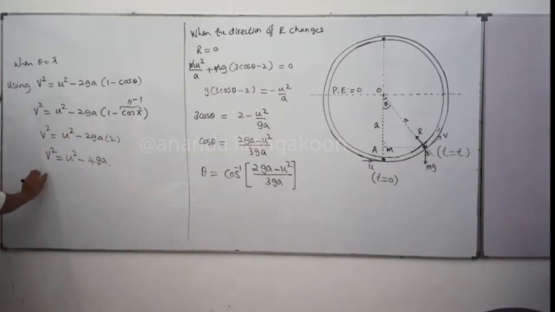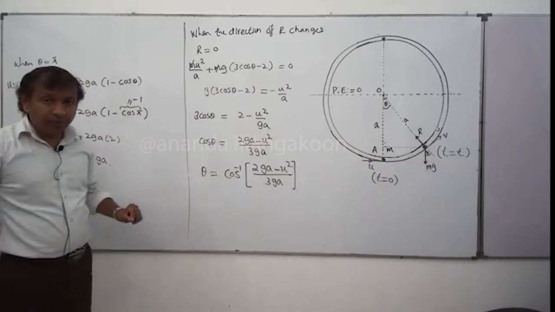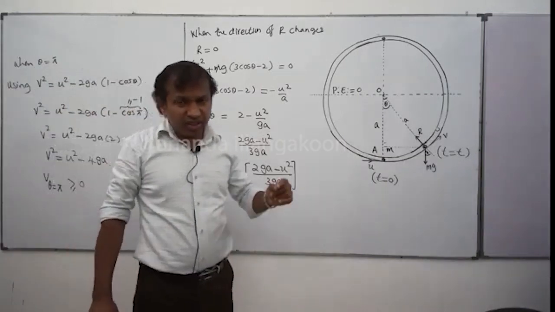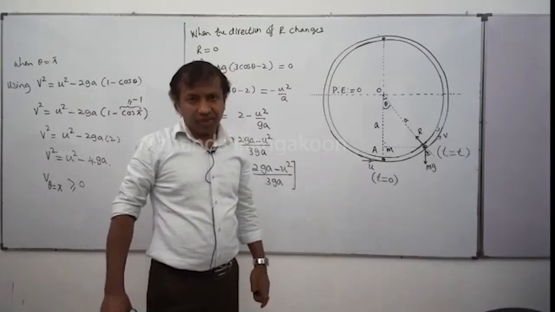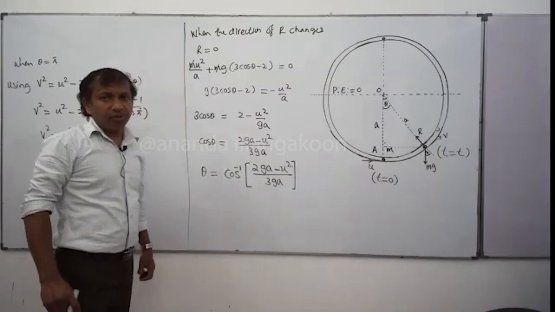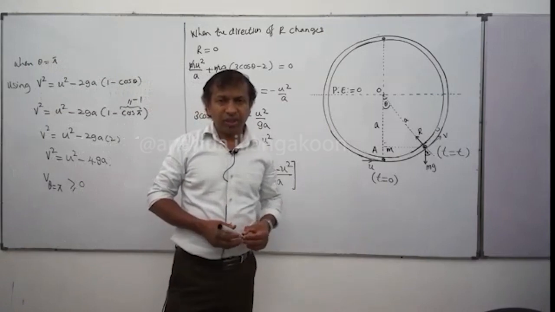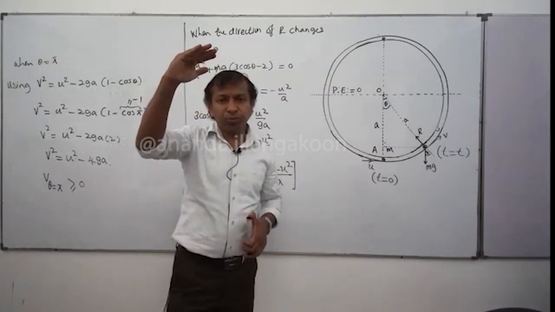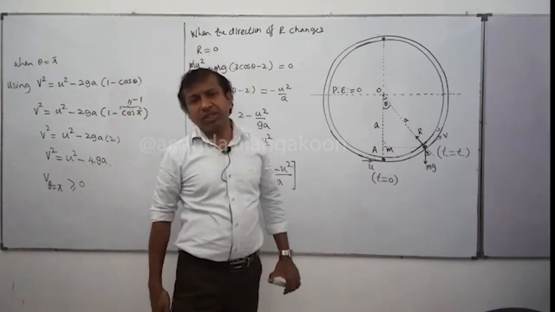Now, the velocity v at theta equals pi should be positive or 0. Positive means what, people? Very easily it passes the highest point and completes the circle. Equal to 0 means it just passes the highest point and completes the circle. So v equals 0 means the particle is actually about to stop at the highest point, but it moves in the circle, right?